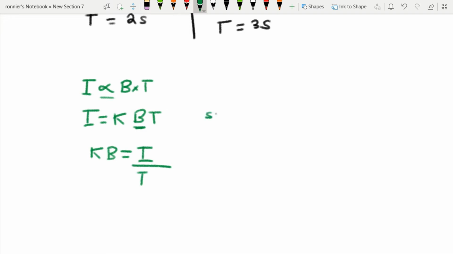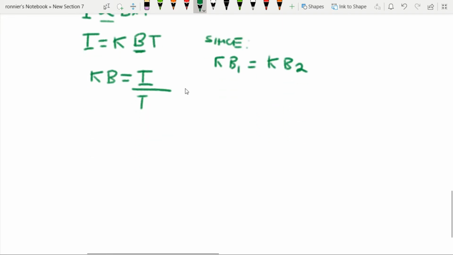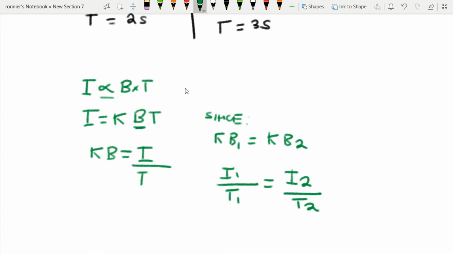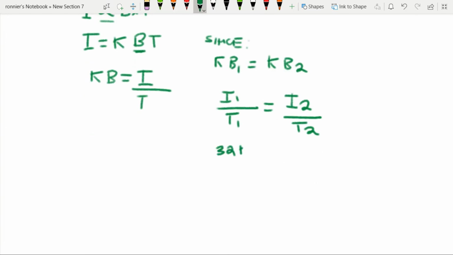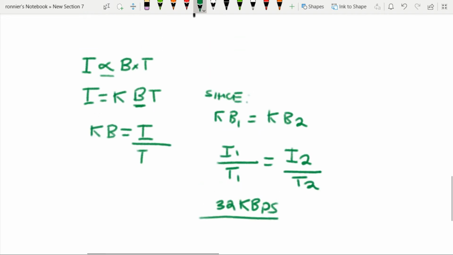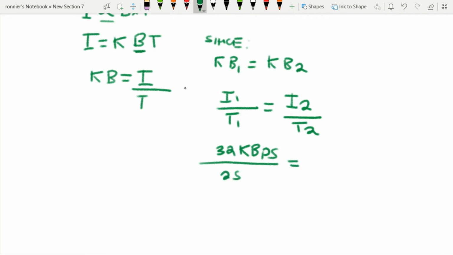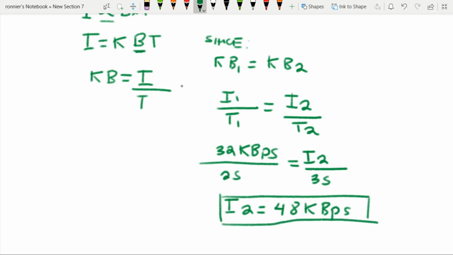Okay? So, since KB1 equals KB2, so, I1 over T1 equals I2 over T2. So, si I1 given ay 32 kilobits per second divided by 2 seconds equals I2 divided by 3. So, 3 over 2 times 32. So, ang sagot natin is 48 kilobits per second. So, ito yung information capacity nung pangalawang information natin.